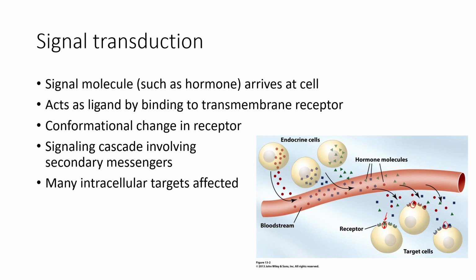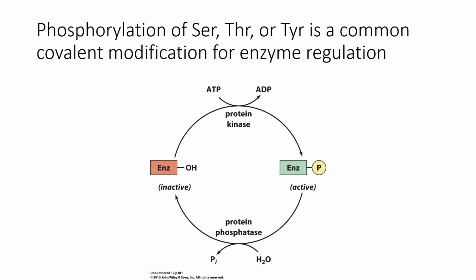Once that conformational change happens inside of the cell, a signaling cascade starts, which involves secondary messengers, which can ultimately affect a number of different intracellular targets to ultimately affect a number of different processes and functions that a cell might carry out.